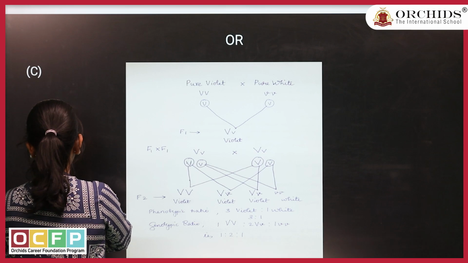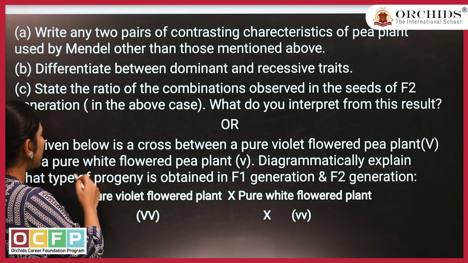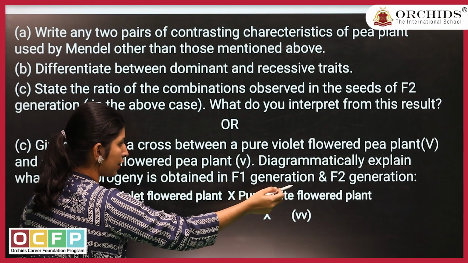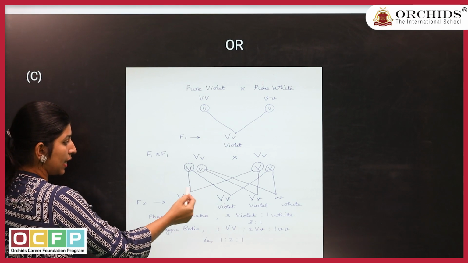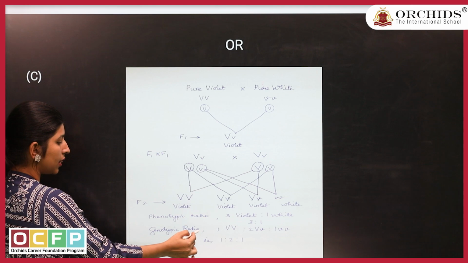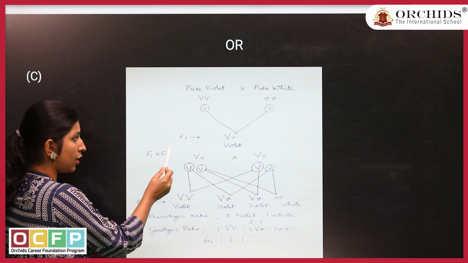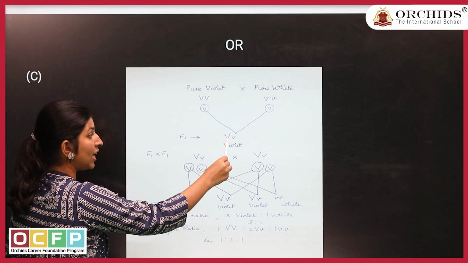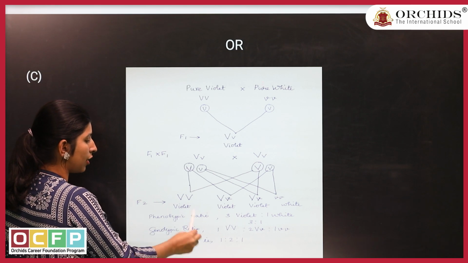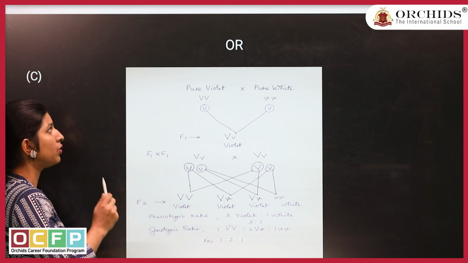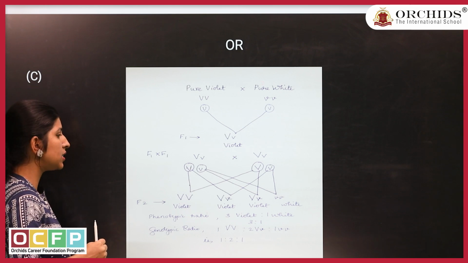In this question, they asked us to diagrammatically explain what type of progeny is obtained in the F1 generation and F2 generation. We already diagrammatically explained everything, and also provided the phenotypes, the genotypes, and the ratio of the phenotype and the genotype as well. So in this diagram itself, everything is there for this question. F1 generation is there, F2 generation is there, F1 generation's genotype and phenotype are there, F2 generation's genotype and phenotype are there, and the phenotype ratio and genotypic ratio of the F2 generation are also there. So this is how we are going to answer the C part, the second option of the C part of this case based question.